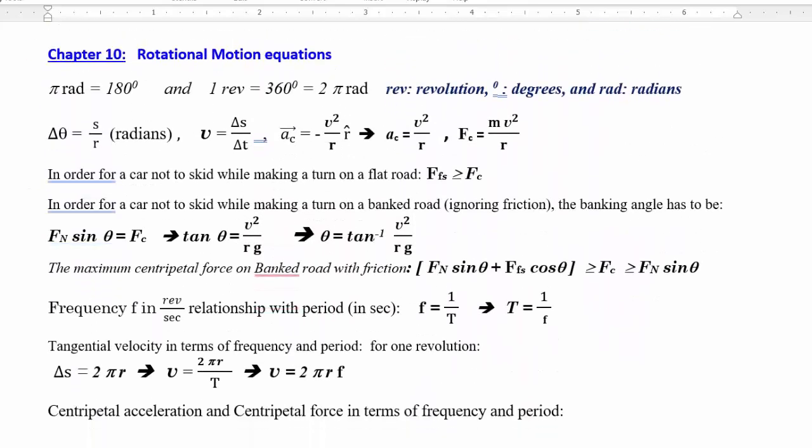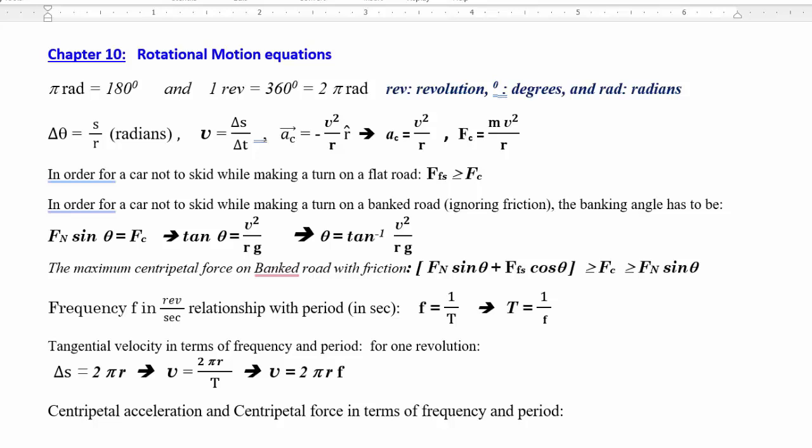Chapter 10, we start talking about rotational motion. And we start with conversions here. There are three types of units pertinent to angle. One of them is the one we know, the degree, where one revolution is 360 degrees. And there is radians, which has to do with the arc length of a circle, where pi is half the perimeter of a circle and 2 pi is the complete perimeter of a circle in terms of angle. And we have revolution, where one revolution means a whole cycle.